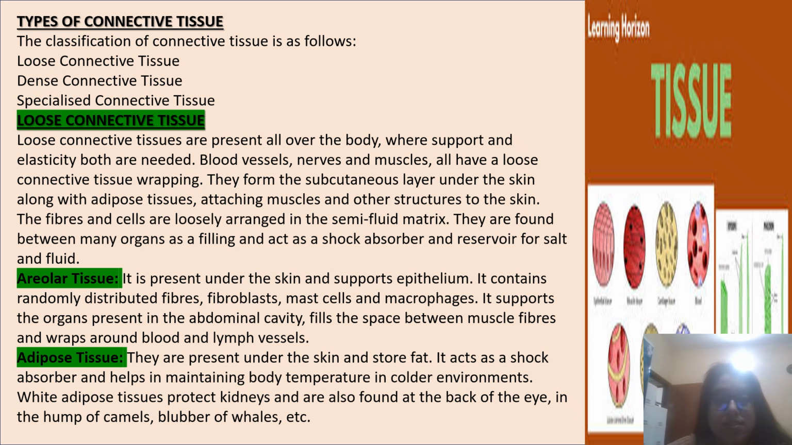Next, adipose tissue. They are present under the skin and store fat. It acts as a shock absorber and helps in maintaining body temperature in colder environments. White adipose tissue protects the kidney and is also found at the back of the eye, in the hump of camels, blubber of whales, etc.